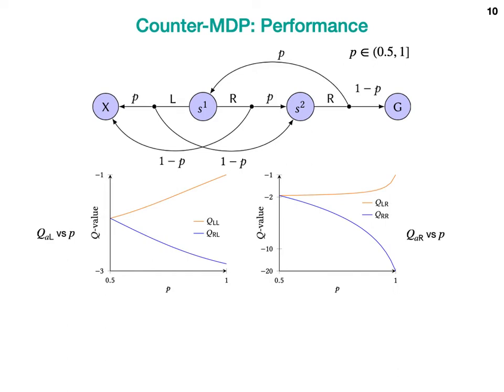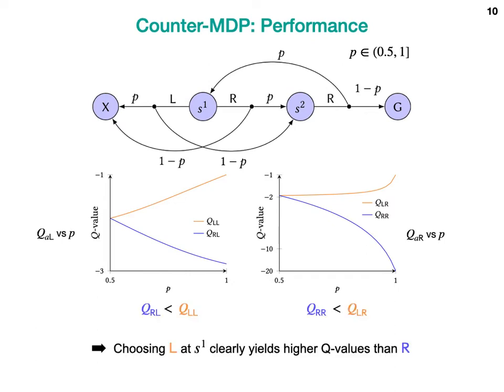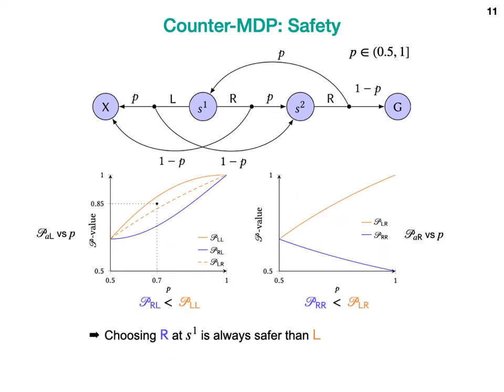Here are the curves of those Q values versus the probability P. And as you can see from the figures, for any policy, choosing L always yields higher Q values than choosing R. On the other hand, from this probabilistic reachability versus P graph, we can also see that choosing R is always safer than choosing L. The problem is, for example, at this point, where P is 0.7 and the threshold is 0.85, L can alternate between being safe and unsafe, depending on which policy to follow after choosing that action.